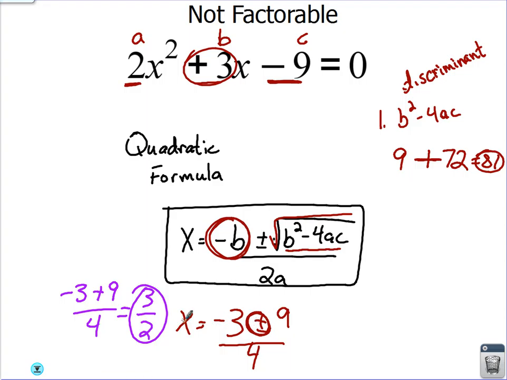Your second answer, that was the plus. Now let's do the minus. Your second answer is negative 3 minus 9 divided by 4. So we can divide that one. Negative 3 minus 9 is negative 12. Negative 12 divided by 4 is negative 3. There's the second answer.